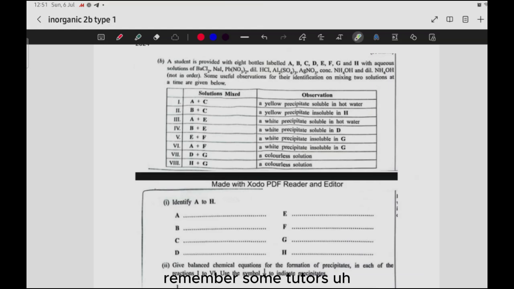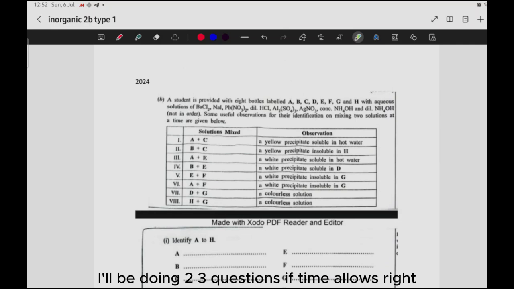Some tutors are giving books and notes, so you don't know which one to study and which one to leave. So here we'll be taking the note shortly and doing questions, and you'll be able to see that the questions are directly related to the note, right? I won't be doing 1 or 2 questions, I'll be doing 2-3 questions if time permits.